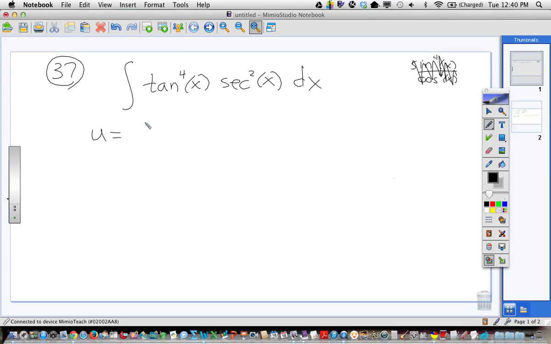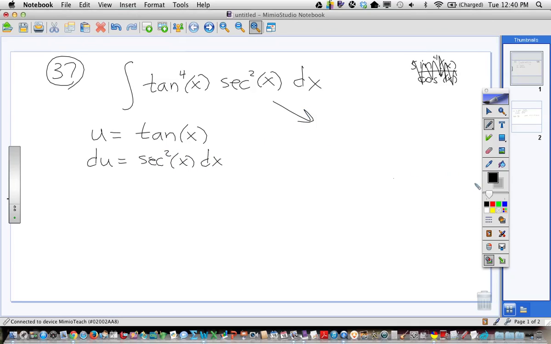Tangent x. How about if we just let u equal tangent x? Now, why would that be a thought? Because the du is secant squared, which is sitting right there. And so then this would become u to the 4th, right? Because remember, tangent to the 4th is the whole tangent raised to the 4th power. So I think that's a good plan. So if we let that be tangent, this is secant squared x dx.